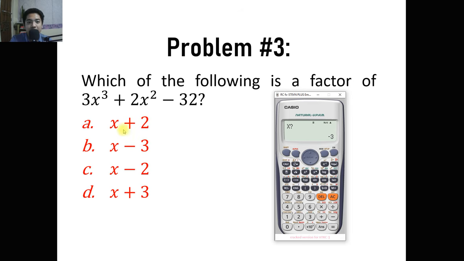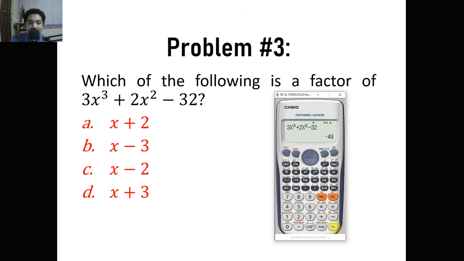So in the first example, we try. If we equate this to 0 and then transpose this 2 to the right side, it becomes negative 2. So we will be inputting negative 2. If the value of the function that we inputted here, negative 2, would be 0, then x plus 2 is the answer. But if the value is not 0, then that is not a factor. So let's try. Negative 48.